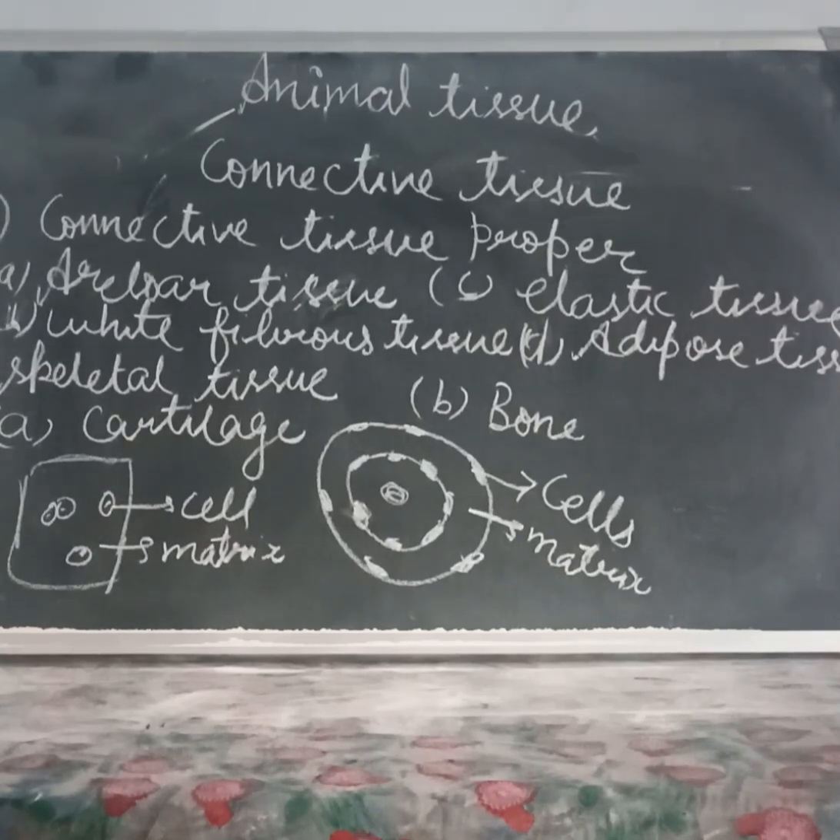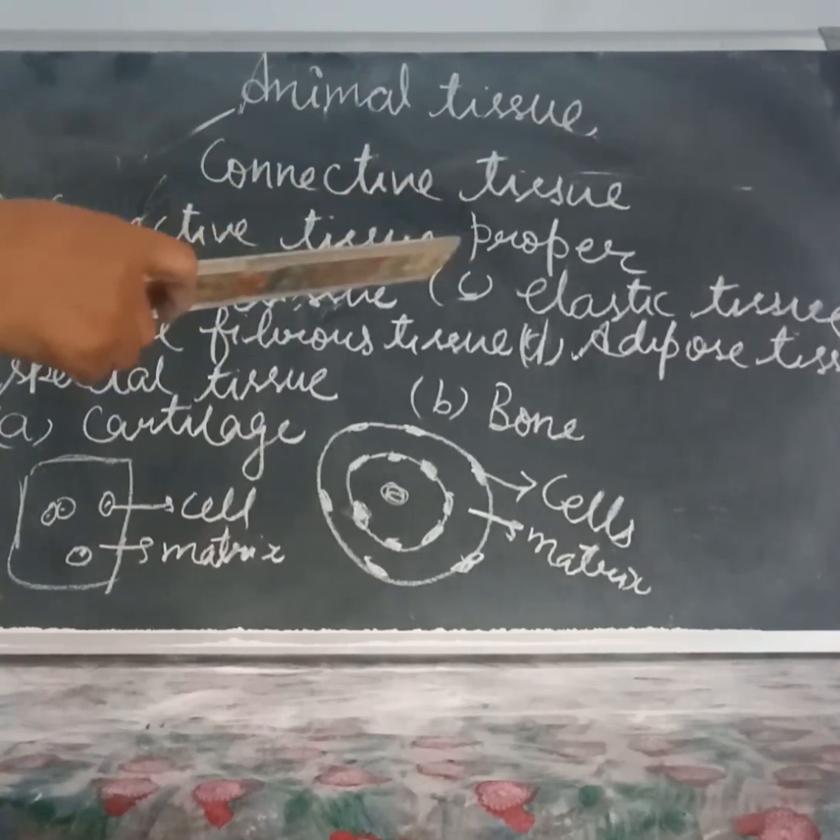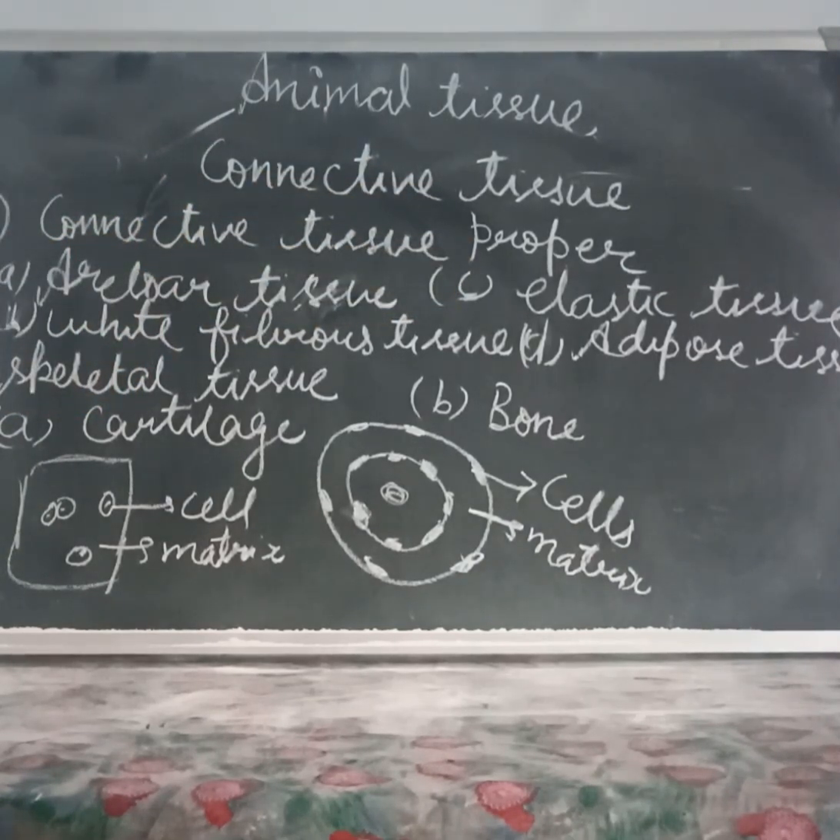So they again divide into three types. First is connective tissue proper, second is skeleton tissue, and the third one is vascular tissue. So first, connective tissue proper. Again four types are there: areolar tissue, white fibrous tissue, elastic tissue, and the adipose tissue. First is the areolar tissue.